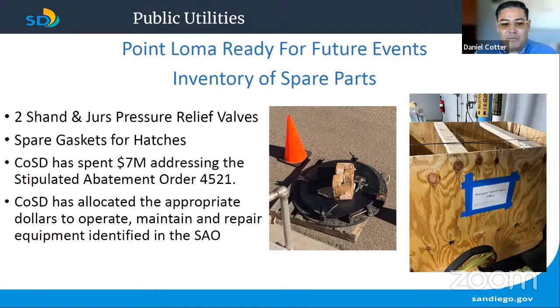I'd also like to point out that we've spent over $7 million addressing the stipulated abatement order, and have allocated the appropriate dollars to operate, maintain, and repair equipment identified in the SOA. That is basically an overall view of the events. Next slide, please.